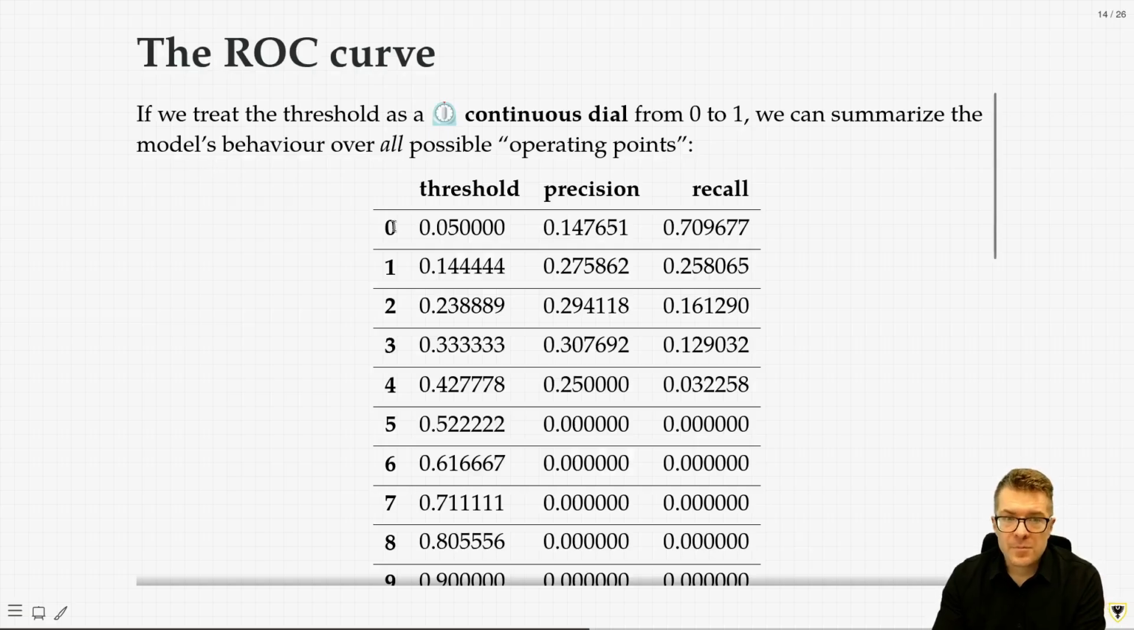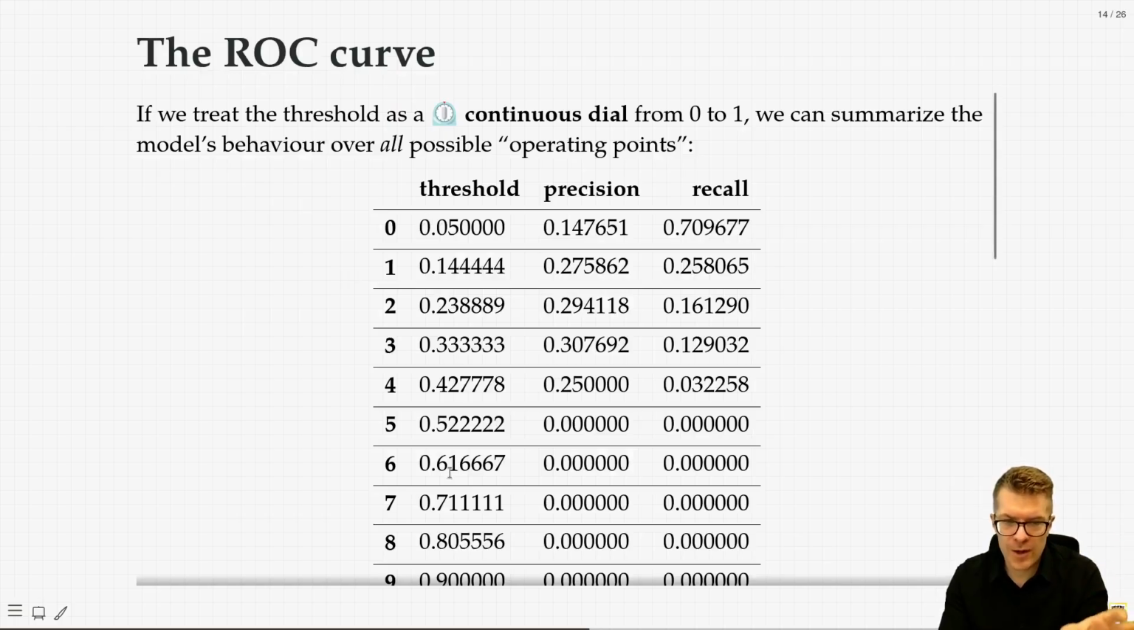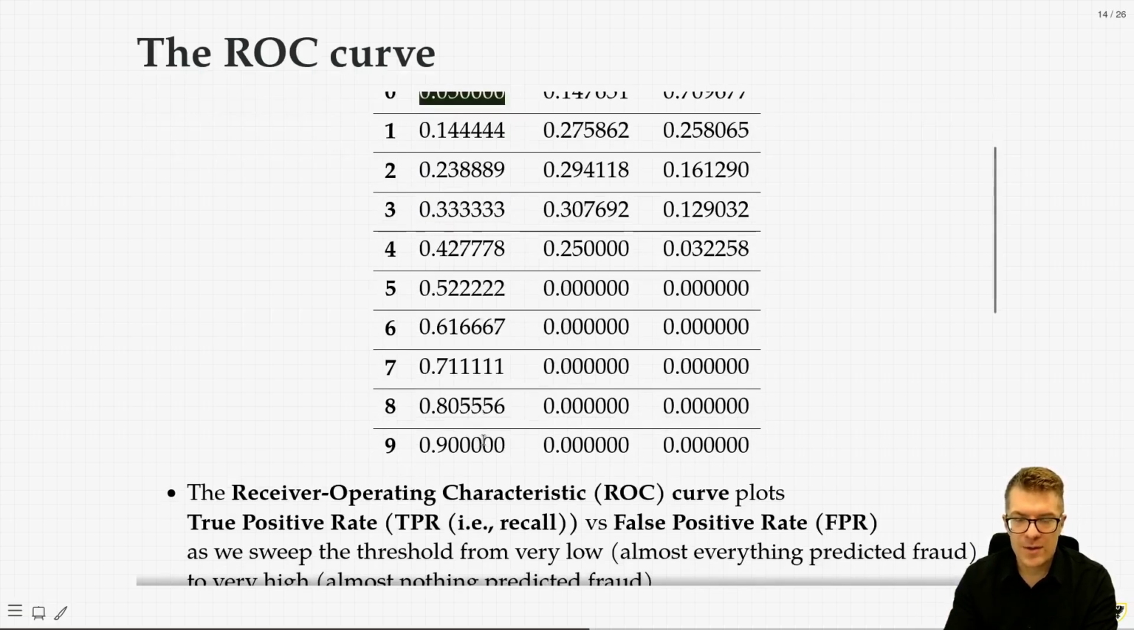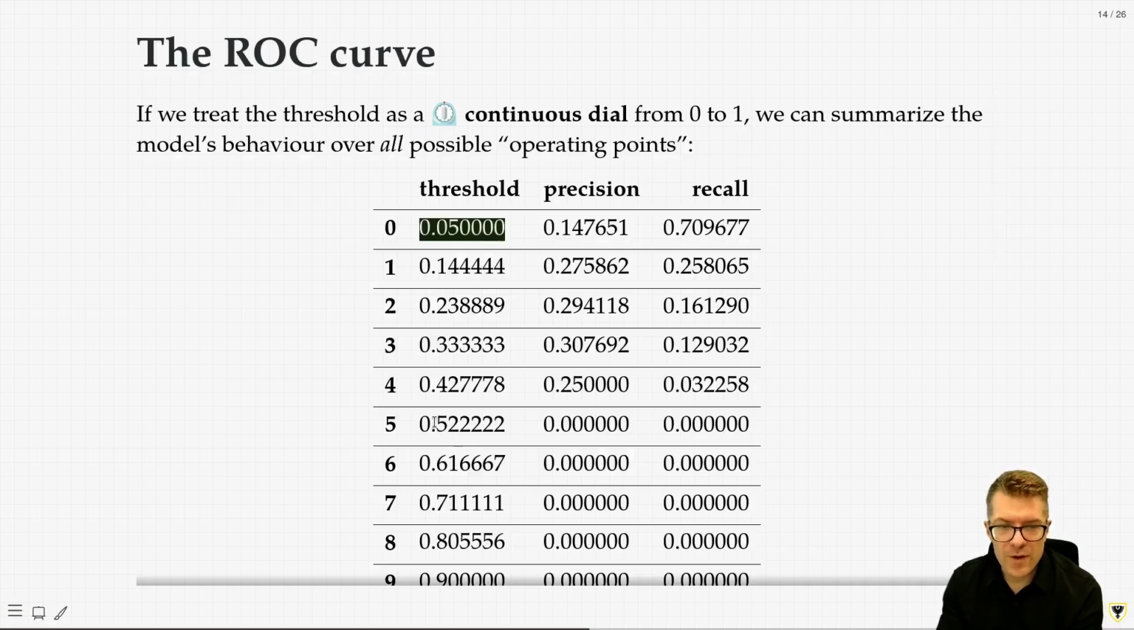Anyway, we can now just dial the threshold back and forth. So that's what we're doing along the rows of this table. We have a threshold, it's initially 0.05, then 0.14, then 0.24, and so on. We're just dialing up all the way to 90%. Okay. We call these operating points. So a threshold set to 0.5 would be an operating point of threshold 0.5. And we can compute precision and recall for each of these thresholds.